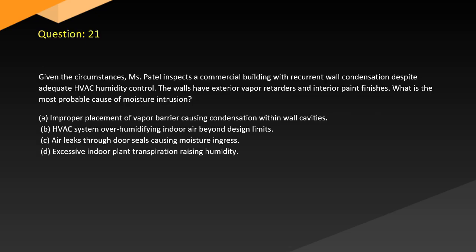Question 21. Given the circumstances, Ms. Patel inspects a commercial building with recurrent wall condensation despite adequate HVAC humidity control. The walls have exterior vapor retarders and interior paint finishes. What is the most probable cause of moisture intrusion? A. Improper placement of vapor barrier causing condensation within wall cavities. B. HVAC system overhumidifying indoor air beyond design limits. C. Air leaks through door seals causing moisture ingress. D. Excessive indoor plant transpiration raising humidity.